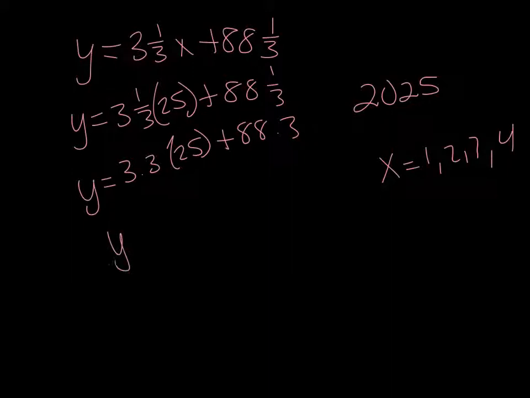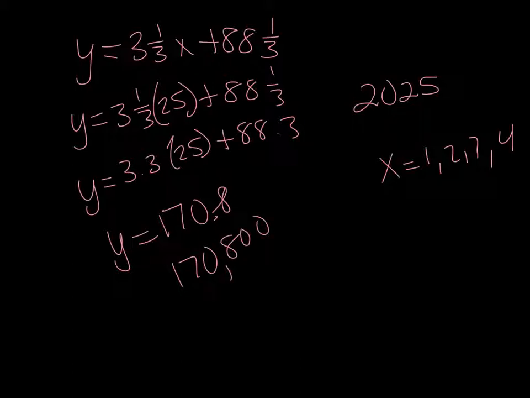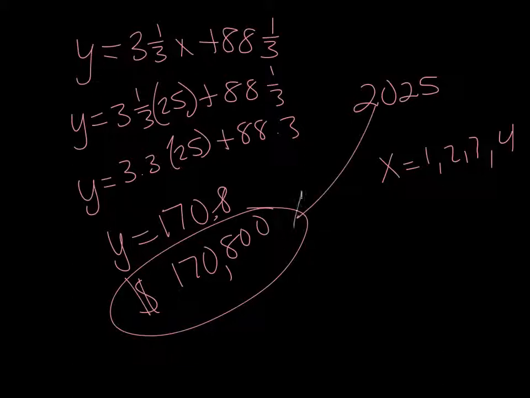And I get y to be 170.8. Now remember, this is in thousands, so I'm going to move my decimal point over and add 2 zeros. So the cost of a house in 2025, this house is going to be about $170,800. So that's a pretty accurate guess as to what this home should be valued in just a few years.